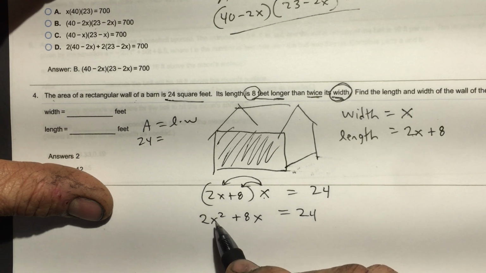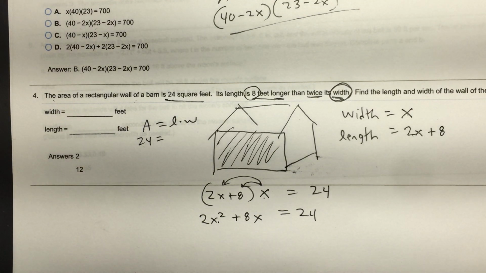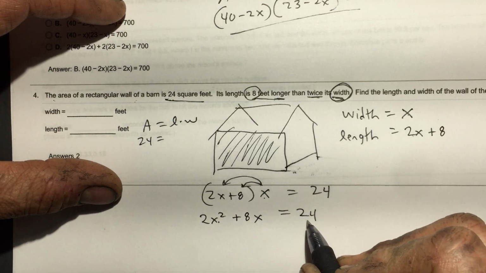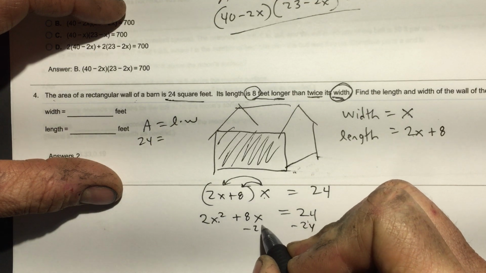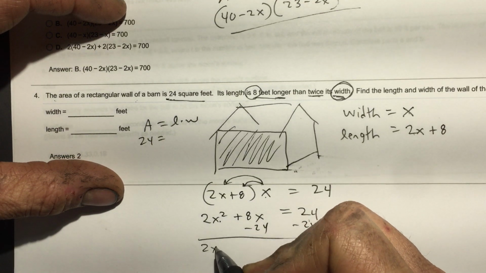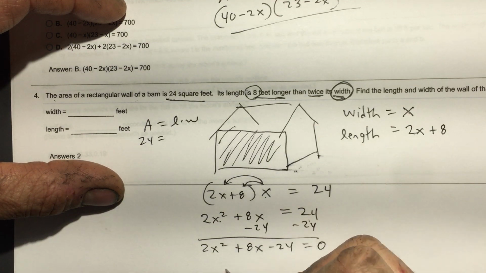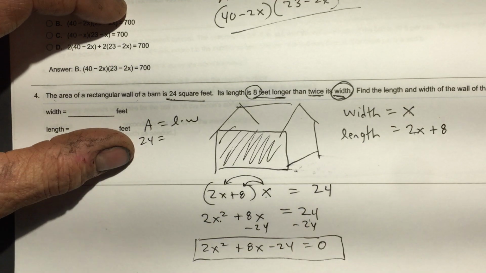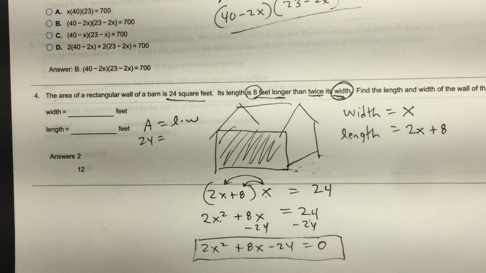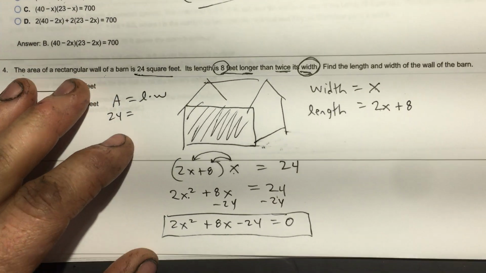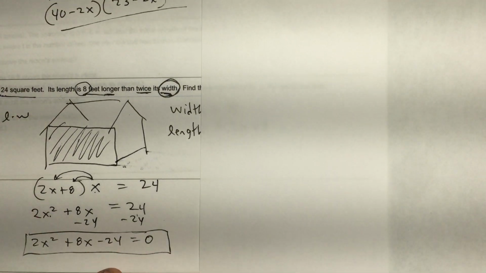Okay, and now you can see this is x squared, which makes this quadratic. So I'm going to have to do the quadratic formula, which means this has to equal 0. So I need to subtract 24 on both sides. So it equals 0. So there we go. We're ready to go at it now. There's my equation. Now I need to do the quadratic formula. So let's move this over. Bring some other paper in here.